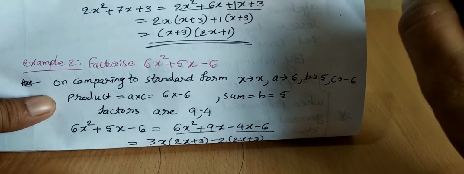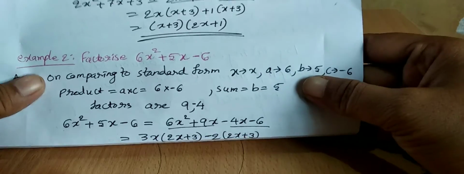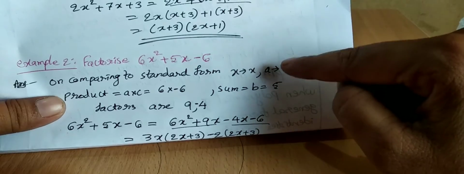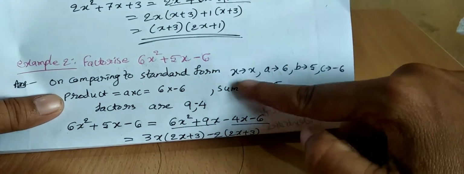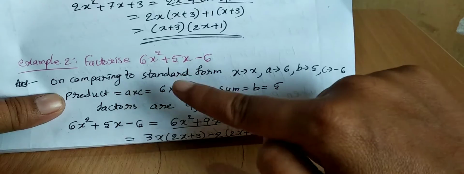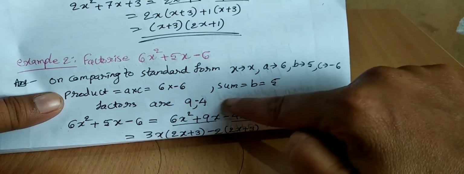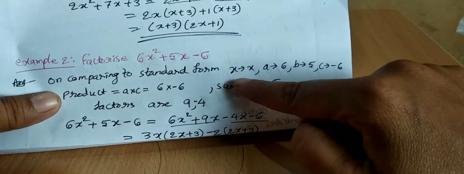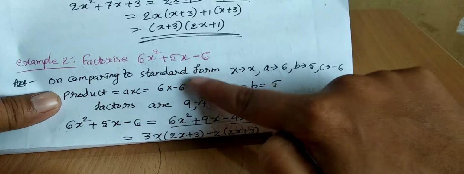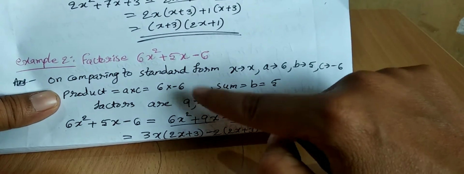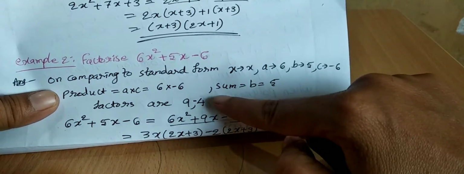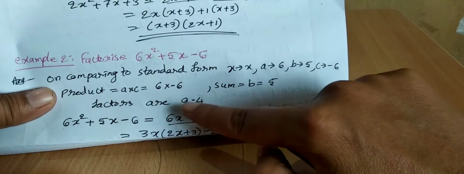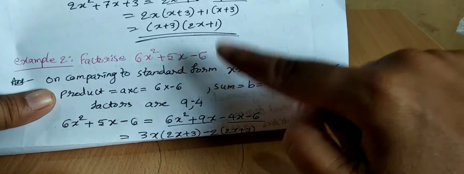product as 36. So 9 fours is 36. Difference between 9 and 4 is 5. We got the factors. Plus 9 and minus 4 are the factors we are in search of. Minus 36 will be the product because the second one is negative and sum is positive, so bigger one is positive. Plus 9 and minus 4 are the factors.